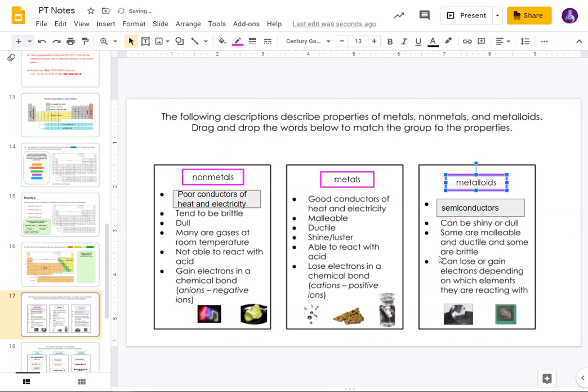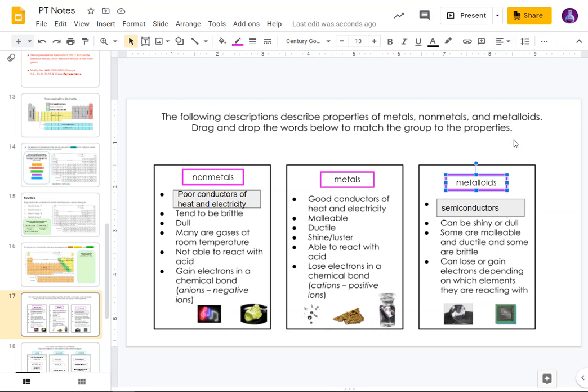Metalloids, it really is dependent on each individual element because each metalloid is going to be different in its properties. Some metalloids are shinier, some are dull. Some conduct electricity well, some don't. Some are brittle. Some can gain, some can lose electrons. They have the in-between properties, but it's really dependent on the particular element that you're talking about as to which metallic properties it has, which non-metallic properties it has.